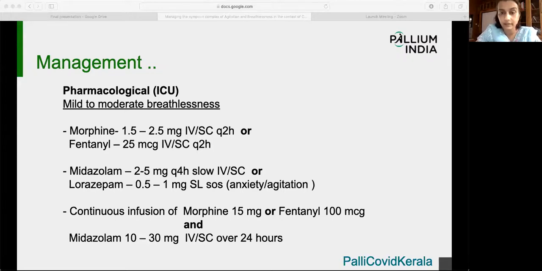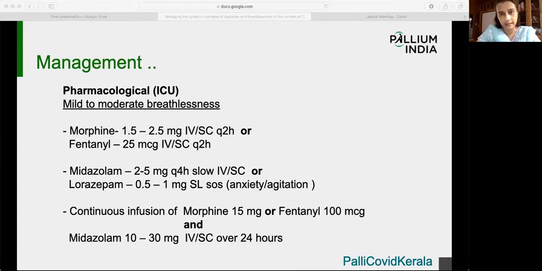The morphine dose is the same, but we have changed the frequency to Q2 hourly. Fentanyl, you can give 25 microgram IV or subcut Q2 hourly. Midazolam, the same dose, 2.5 milligram Q4 hourly. And lorazepam, again, 0.5 to 5 milligram sublingually SOS. Sometimes the patients in the ICU might be too weak to take oral medication, and that's one of the reasons we would go for IV medication. But remember that if the patient has CKD, chronic renal failure, or eGFR less than 30, as I mentioned, you can use morphine at a lower dose or increased interval, but fentanyl is a better option. So even if your patient is not in the ICU but in the ward and has end-stage renal disease, it's safer to use fentanyl as compared to morphine.